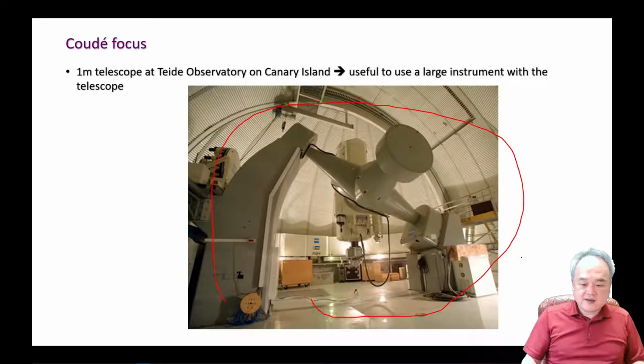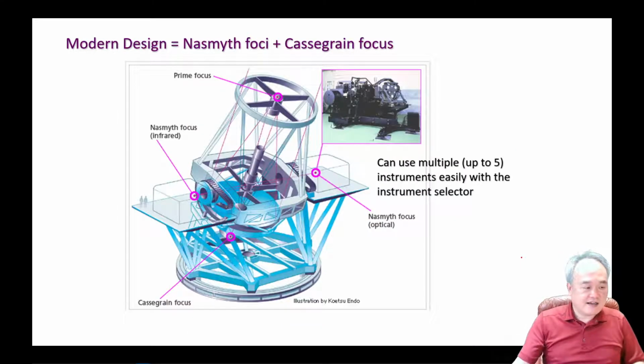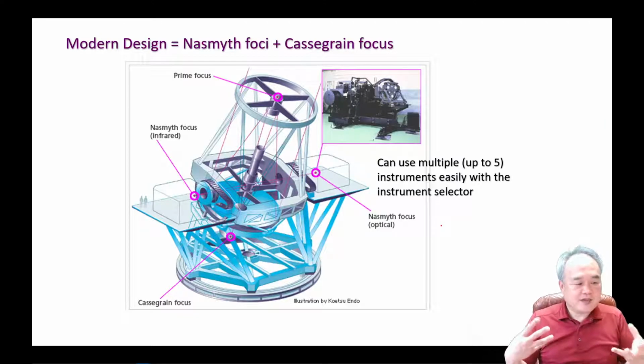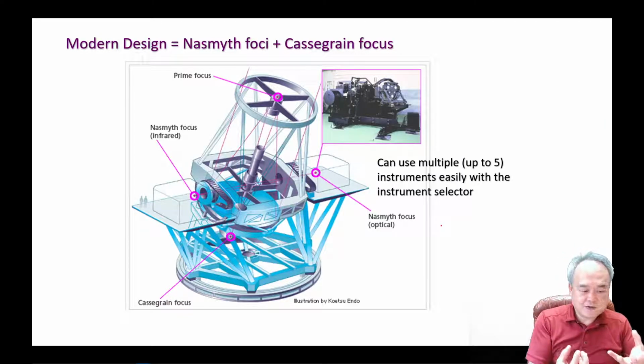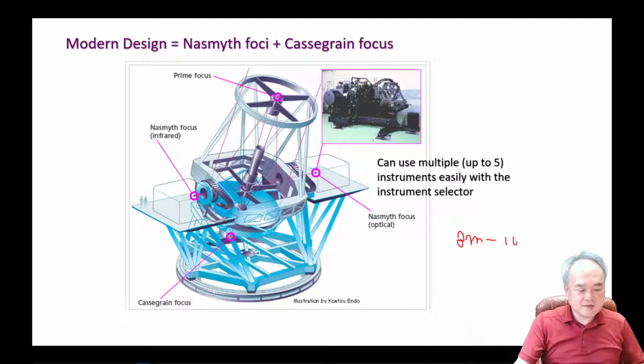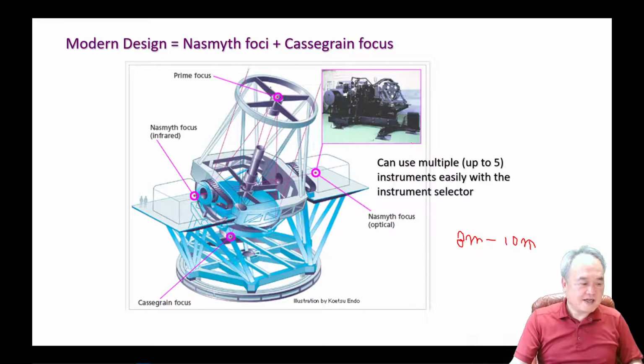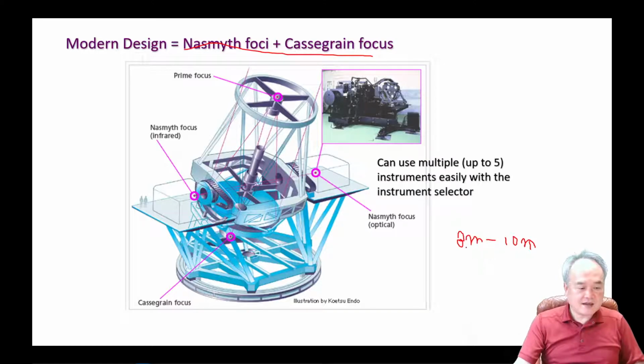What is the current modern day telescope design? That is actually a combination of the Nasmyth focus and Cassegrain focus. Most of the modern day telescopes, such as 8 meter class to 10 meter class telescopes, all utilize this type. So it is the Nasmyth plus Cassegrain focus system. Why is this useful?